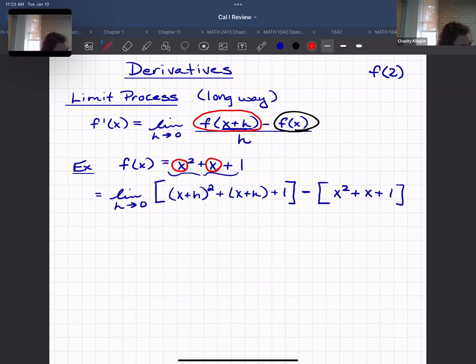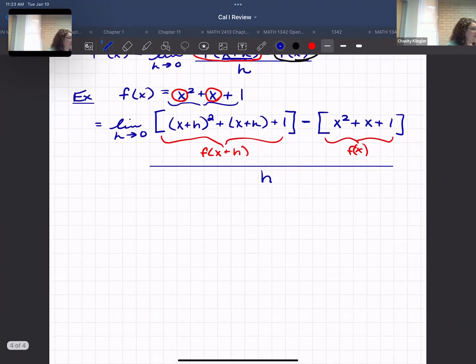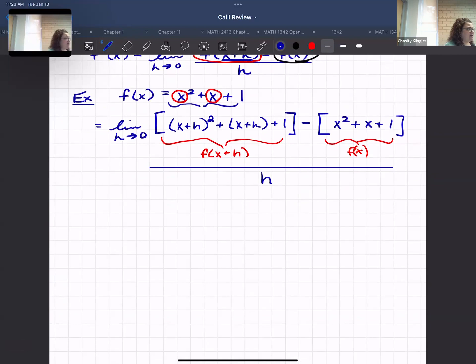So if you want to, well, let me do it below it. This is my f of x plus h, and this is just my f of x. And then that's all over h. That's the hard part about this, is setting it up. Because everybody sees that f of x plus h and like, I don't know what to do there. So just relate it back to what you know how to do.